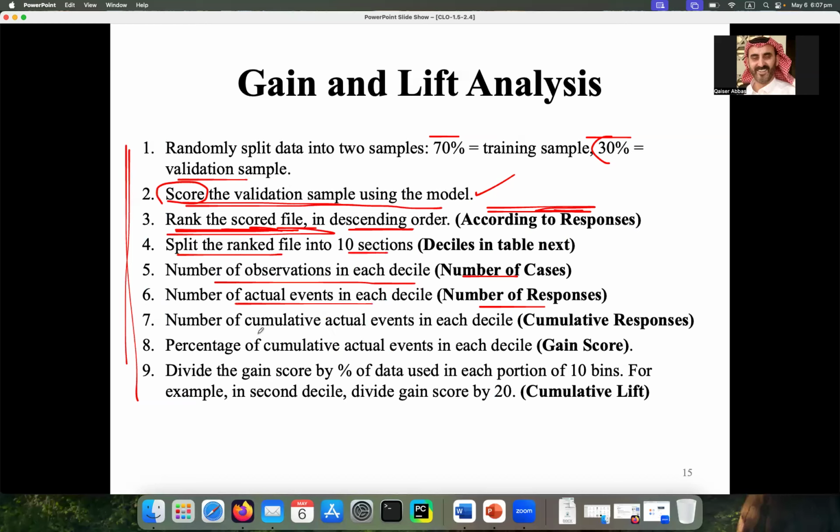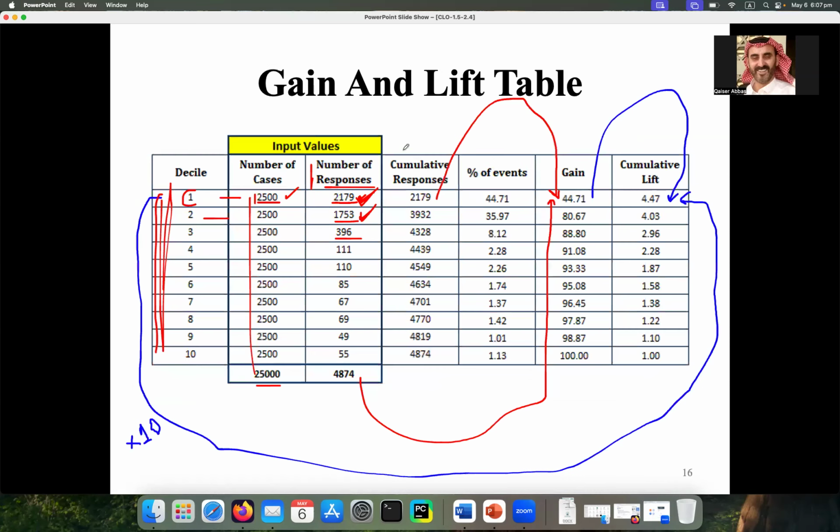And then the number of cumulative actual events in each decile. The column name is cumulative responses in the table. What is that step? 2179 is written here, and then add to it, and you will have this number, and then add this number into it, and you will have the next number. In this way, you go up to the end. This is called cumulative responses.